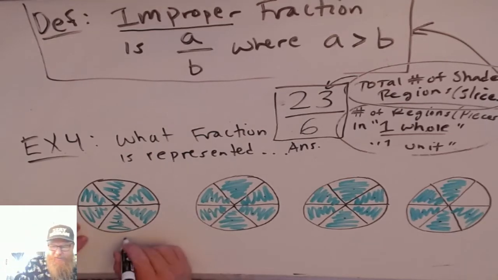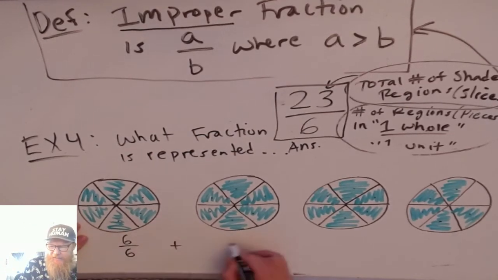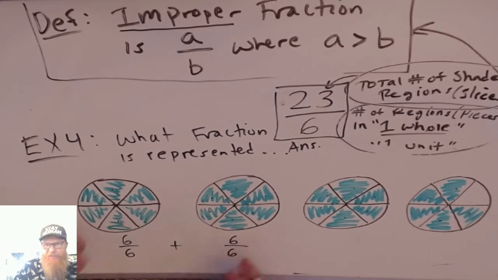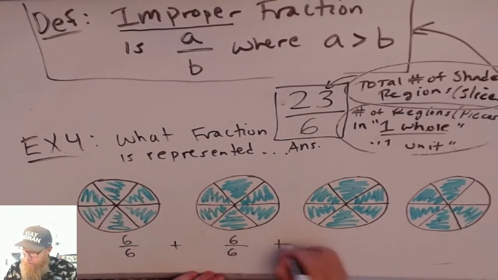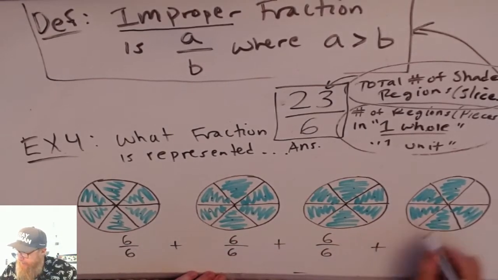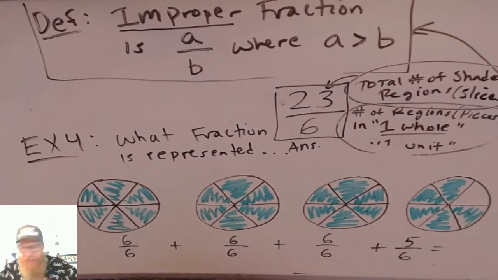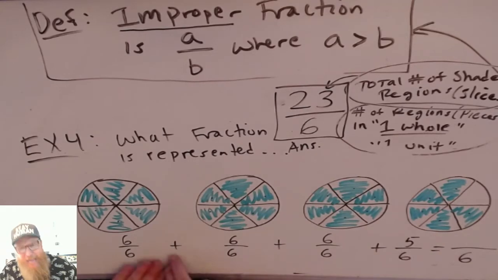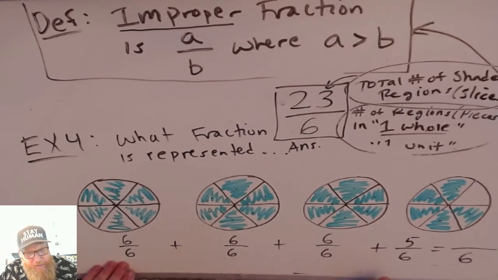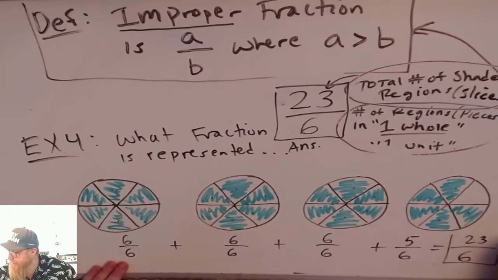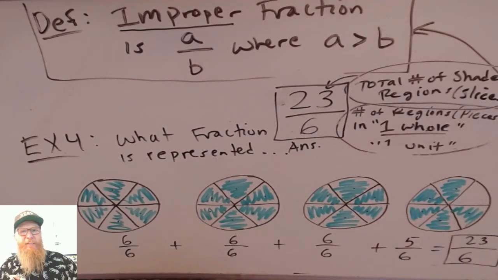You could also do it this way. 6/6, another 6/6. So these are all unit fractions. They're whole pizzas. And then this one is 5/6. If you do it this way, just make sure that you don't accidentally add up the denominators. Just add up the numerators, and you're still going to get the same result, which is 23/6.